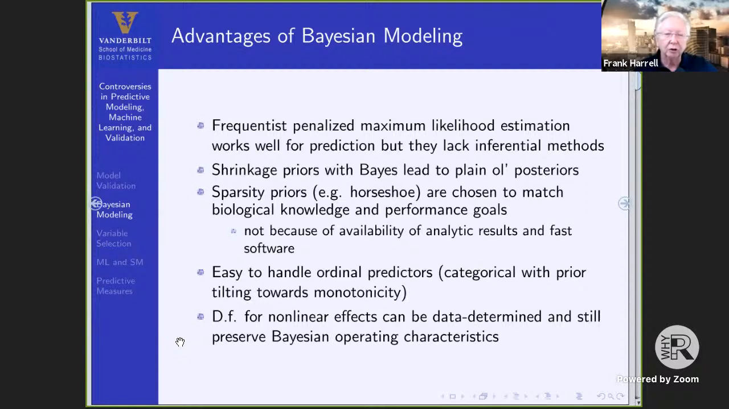And Bayesian modeling is really catching on, and I'm very thrilled by this because it solves a lot of problems that we have not been able to solve with traditional statistics and frequentist methods. So one of the problems is we like to use penalized maximum likelihood estimation. We like lasso, elastic net, ridge regression. Those are all special cases of penalized maximum likelihood estimation.